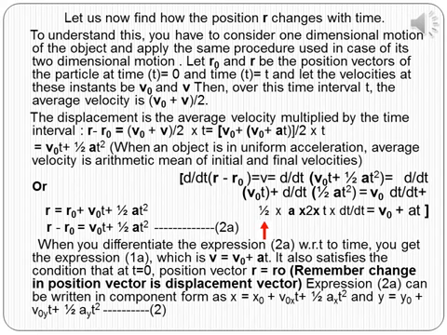The expression 2a satisfies the condition that at time t is equal to 0, position vector r is equal to r0. You should notice that change in position vector of an object is its displacement vector. The expression 2a can be written in its component forms as x is equal to x0 plus v0x t plus half ax t square and y is equal to y0 plus v0y t plus half ay t square. These are the expressions 2.